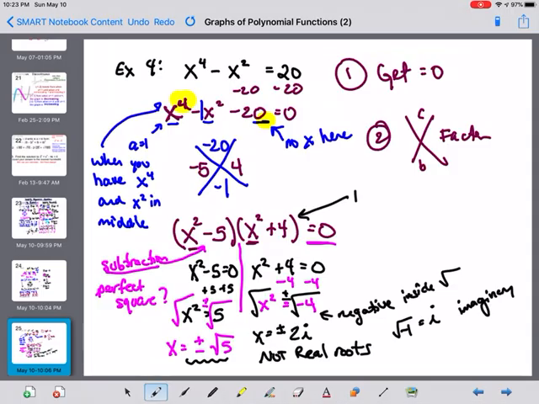So pause this, take notes on it. If it asks you for the factors, you're done at this step. So that's the factors. If it has an equal sign and it asks you to solve and find the real roots, you keep going and you find only the ones that don't have imaginary in it. So don't have a negative inside of the square root.